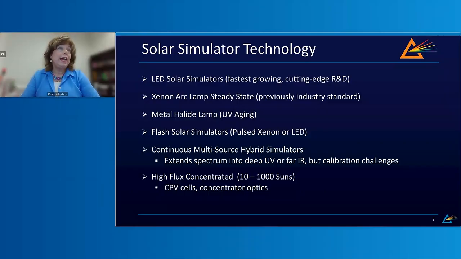There's also a metal halide lamp, specifically for UV aging, flash solar simulators. They can be pulsed xenon or LED. And then multi-source hybrid simulators. They extend the spectrum, but with calibration challenges associated with those though, and high flux concentrated systems for many, many suns.